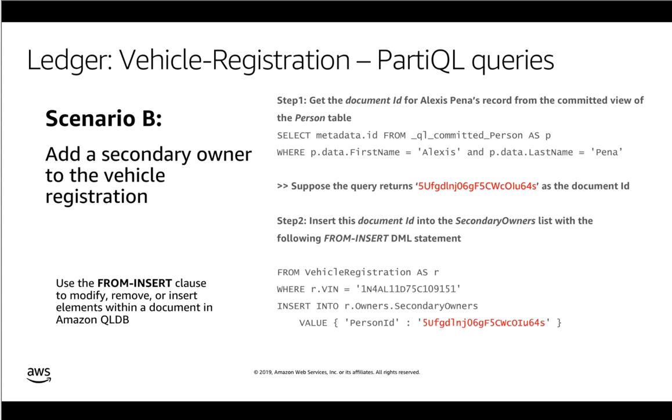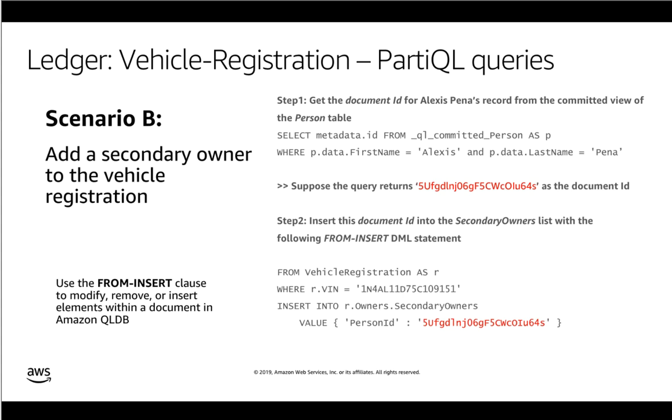Now let's add a secondary owner to the vehicle registration. This is what I was mentioning in the previous slide, that the secondary owners list is currently empty. We are going to add a secondary owner for this exercise. You can get the document ID in a similar manner to how we did earlier, for the particular person that you want to set as the secondary owner. I'm again going to use the committed view of the person table to get back the document ID corresponding to the new secondary owner, which is Alexis Pena. So the condition is where p.data.firstname is equal to Alexis and p.data.lastname is equal to Pena.